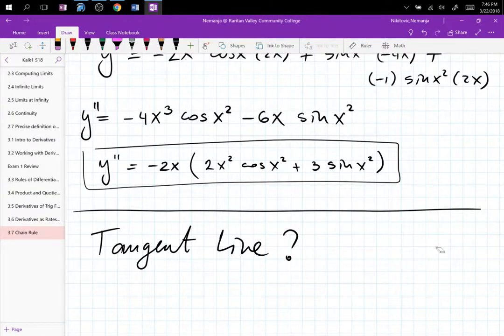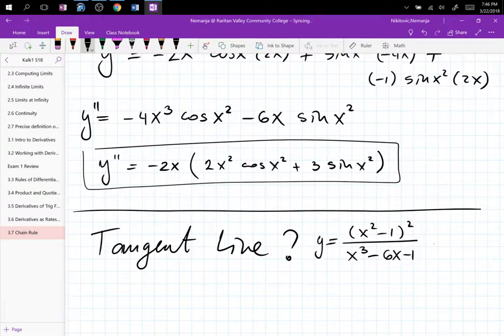Find the equation of the tangent line for, now this is a problem in a book: (x squared minus 1) everything squared, divided by x cubed minus 6x minus 1. So that's your function, at 3/8.